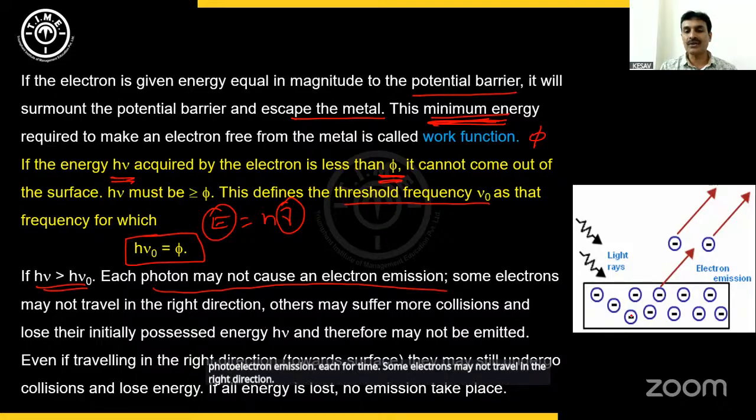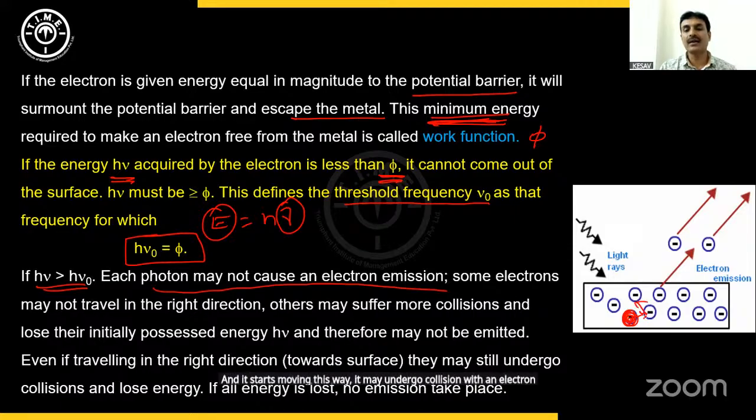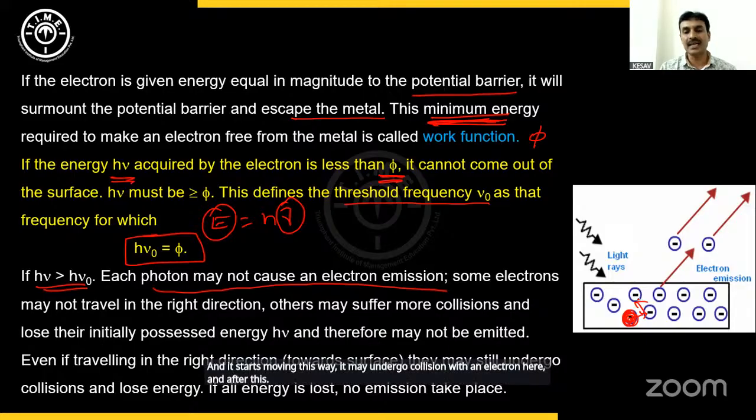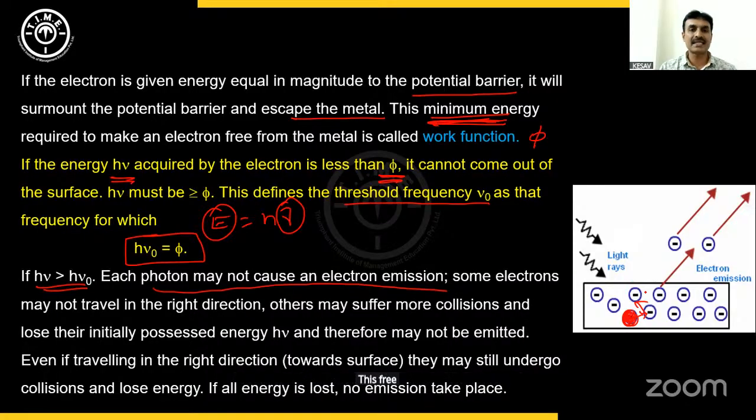See, suppose an electron is released from this position and it starts moving this way, it may undergo a collision with an electron here, and after this another collision with another electron. In these collisions, this free electron will lose its energy, and finally if the energy associated with the electron after these collisions is less than the potential barrier, then it cannot come out of the metal surface. In case the first electron is released here and starts moving in this direction, then it can come out of the metal surface.